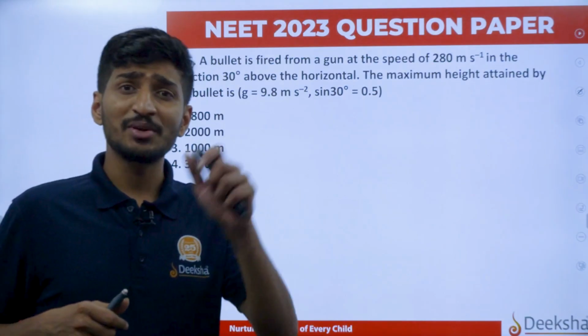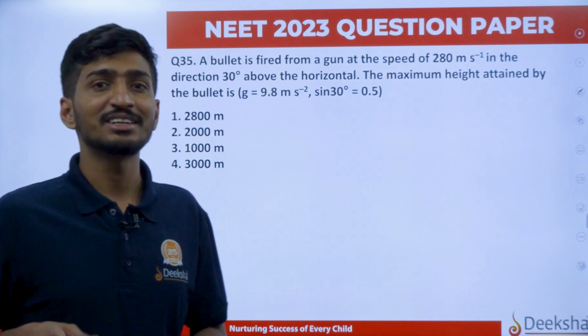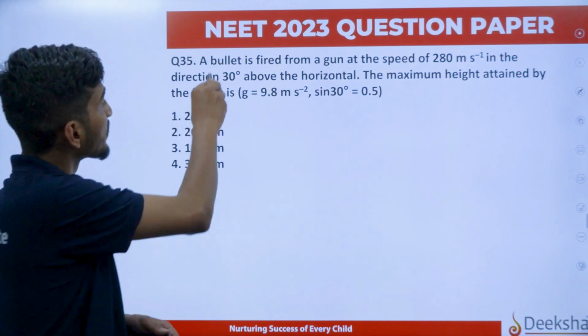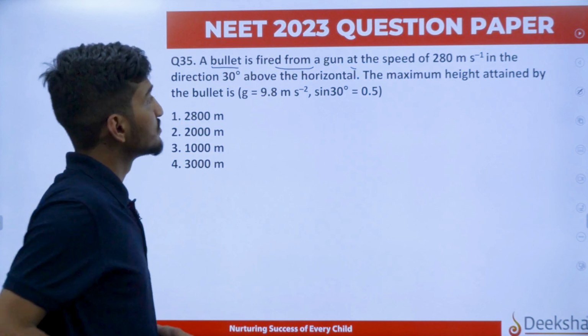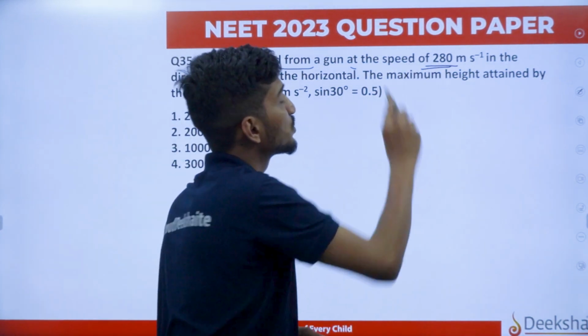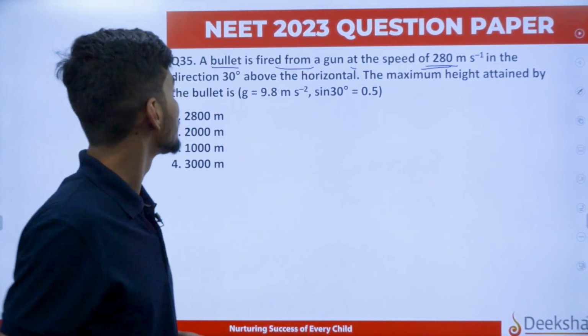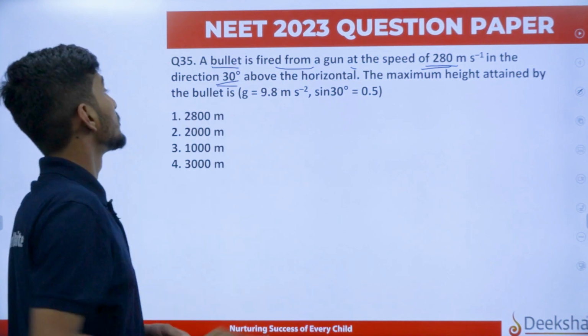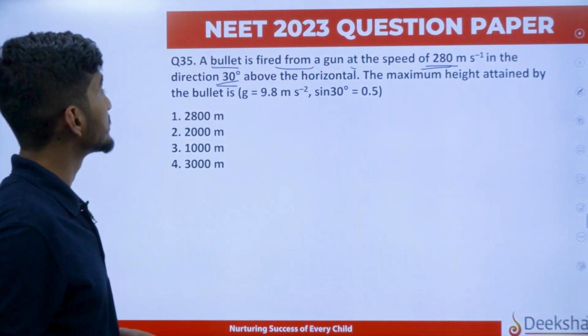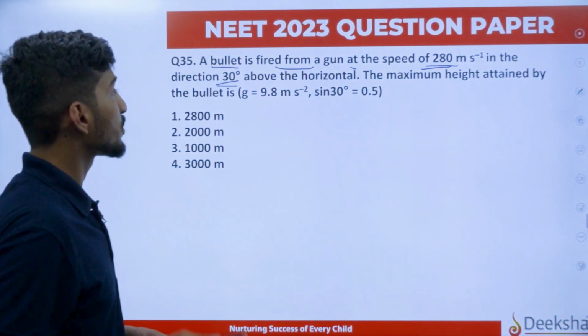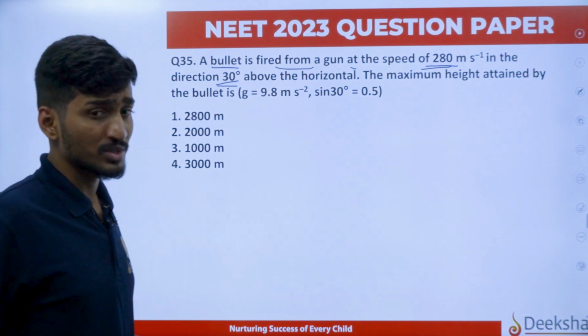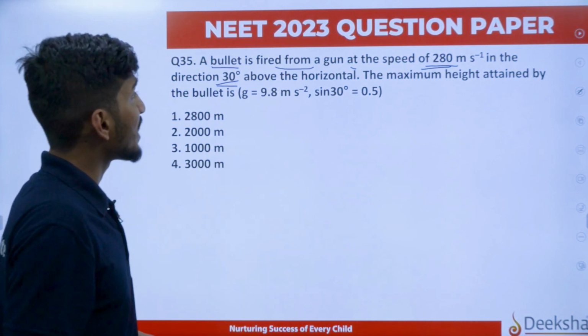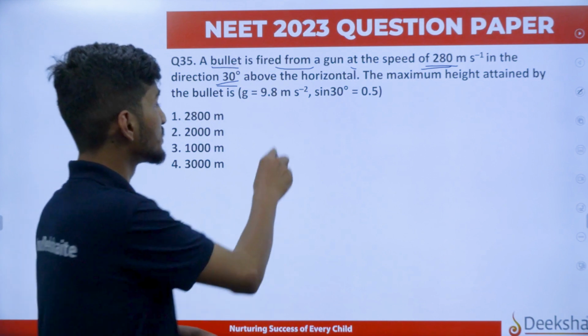All right, let's look at this question. Now a question from 11th standard. Let's see what it says. A bullet is fired from a gun at an initial speed of 280 meter per second. The angle which it makes with the horizontal is 30 degree. That's the projection angle. Find out the maximum height attained by the bullet.